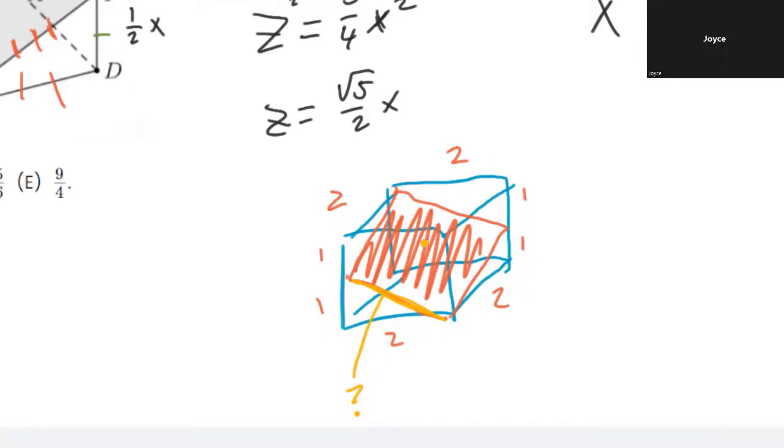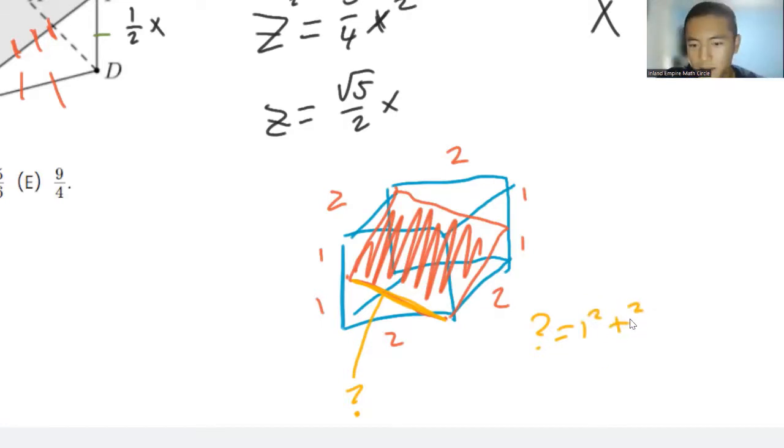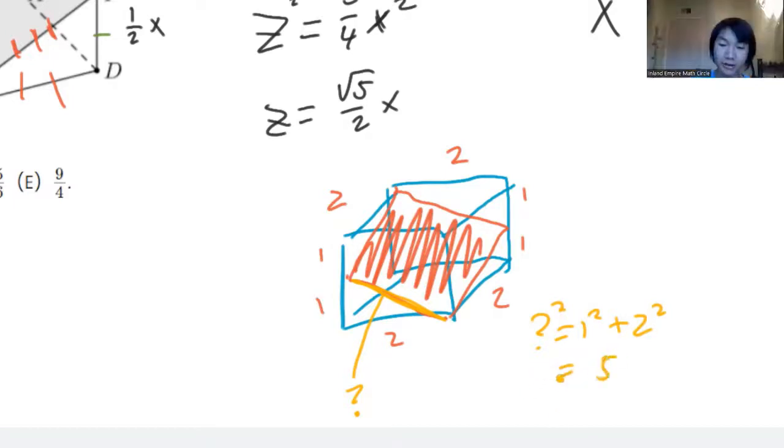Yeah. Okay. Because remember, this middle section may look kind of weird, but at the end of the day, it's just a 2D shape. All we need to know to find the area is the side lengths, and we find that through these edges here. So I'll write down the equation for this. This question mark here will equal 1 squared plus 2 squared. Question mark squared, yeah. So that'll equal 5.